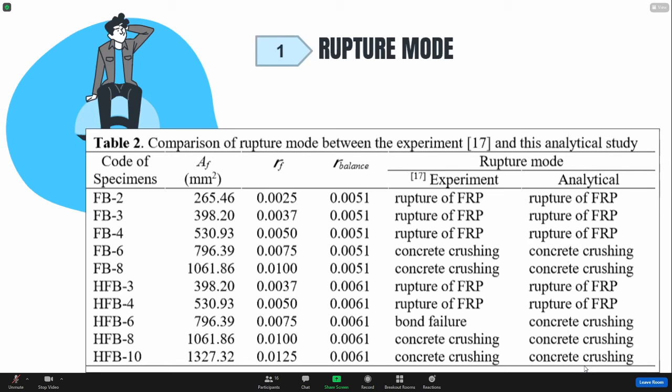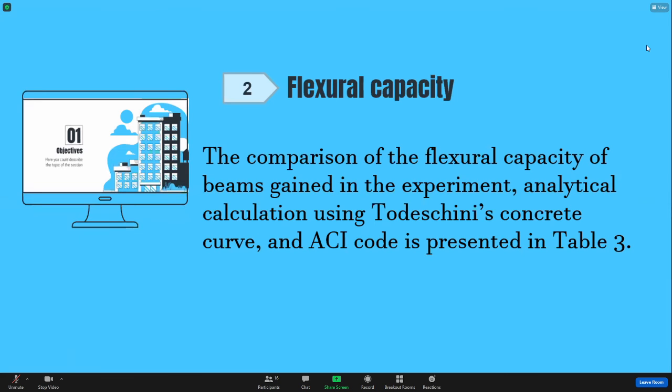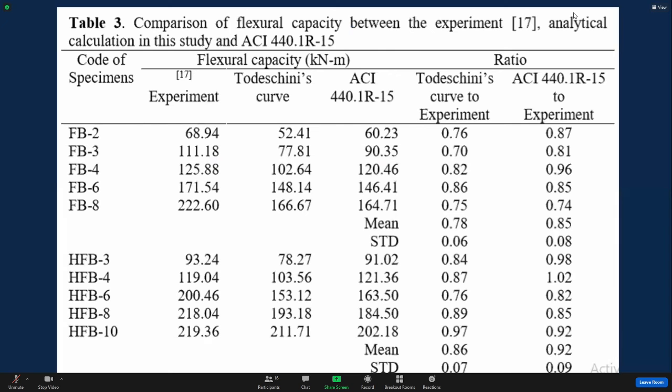So, table 2 shows that the rupture modes in the analytical study are comparable to those of the experiment, except for the HFB6 beam, where the specimen failed by bond failure. Next is flexural capacity. The comparison of the flexural capacity of beams obtained in the experiment, analytical calculation using the Todeschini concrete curve, and the ACI code is presented in table 3.